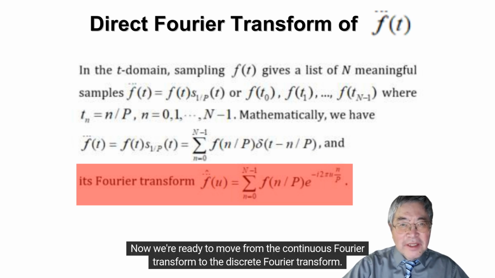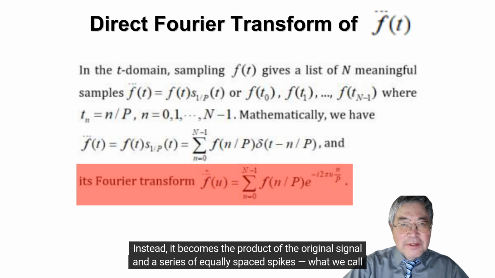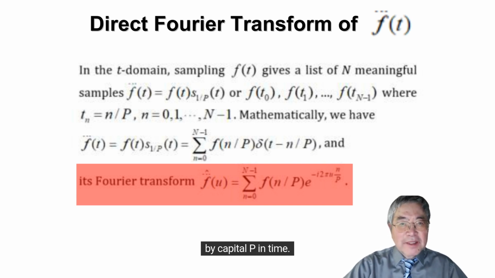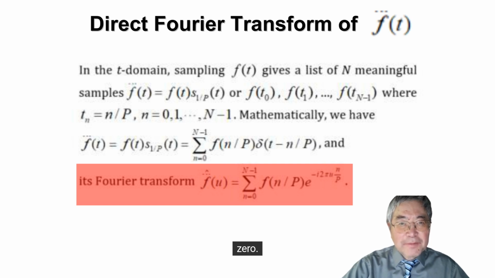Now we're ready to move from the continuous Fourier transform to the discrete Fourier transform. When we sample a continuous signal, it stops being a smooth curve that exists at every moment in time. Instead, it becomes the product of the original signal and a series of equally spaced spikes, what we call delta functions. These spikes occur at time intervals of delta t, which means each spike is separated by 1 divided by capital P in time. In other words, we only keep the signal's value at these regular time points, and everywhere else is 0.